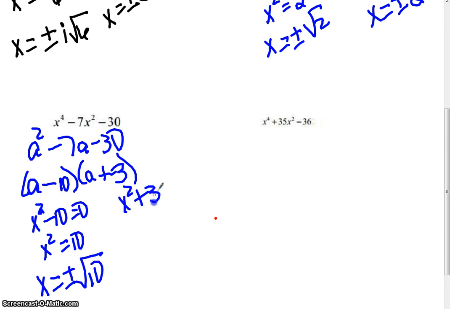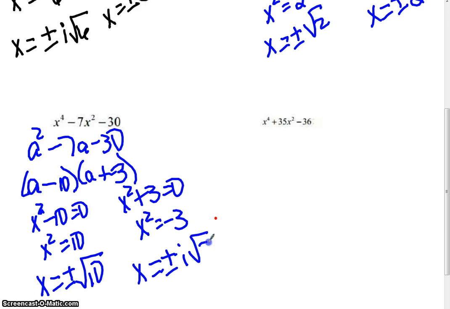x squared plus 3 is equal to 0. x squared is equal to negative 3. And x is equal to plus or minus i square root of 3.